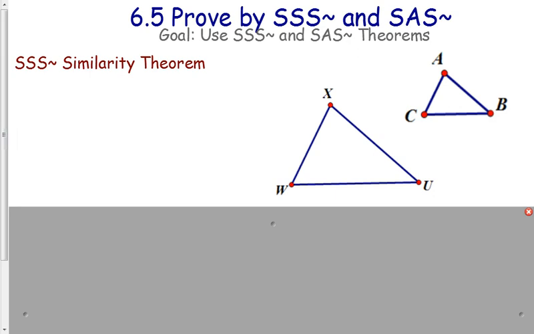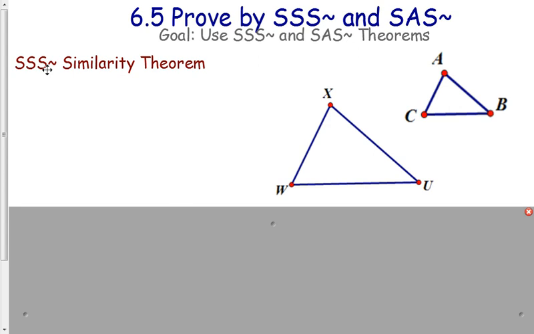Right, section 6.5, prove by side, side, side similar and side, angle, side similar. So our goal today is to use these similar theorems. Now, note, when using these, you have to absolutely use that similar symbol. Because if you just write side, side, side, you are proving triangles are congruent. You are not proving they are similar, and that will not be accepted as valid. So make sure when you are doing similar triangles, you are using that similar symbol.